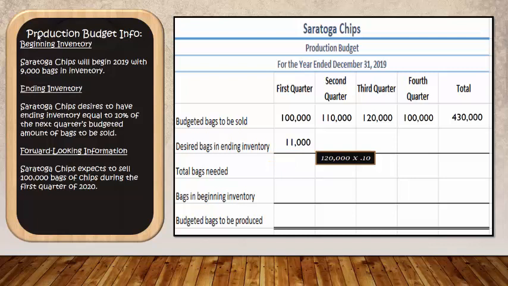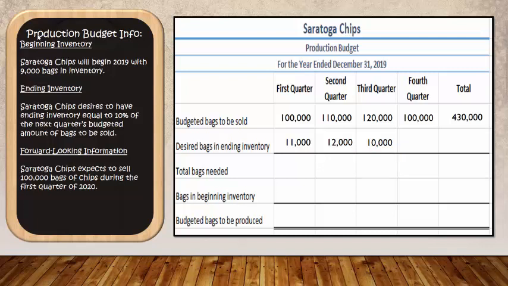For the second quarter, we know that the next quarter, the third quarter, we expect to sell 120,000 bags, and we want to have 10% of that on hand at the end of the prior quarter, which means the ending inventory for the second quarter is the third quarter's budgeted bags to be sold of 120,000 times 10%, so we get 12,000. For the third quarter, we go to the following quarter's budgeted bags to be sold, which is 100,000. We find 10% of that, and we realize that Saratoga Chips needs to have 10,000 bags in ending inventory at the end of the third quarter.